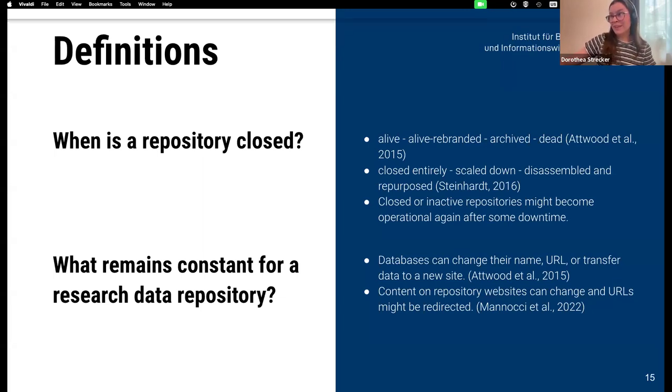So that makes things tricky, and we have to decide on a working definition of a closed repository for studies like this. It's also important to decide what needs to remain constant for a repository to still be considered operational. So what has to be intact for the database to be considered still operational? For example, a repository might move to a new URL, or parts of its collection might be transferred to another repository, and then you have to decide if that constitutes a shutdown or if it's just, I don't know, a change.